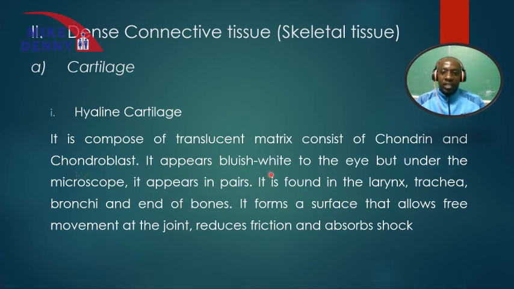It appears bluish white to the eye. It is found in the larynx, trachea, bronchi, and the ends of bones. It forms a surface that allows free movement at the joint, reduces friction and absorbs shock. So we're saying that this is hyaline cartilage. The larynx, trachea and bronchi belong to the respiratory system, and it is also found at the ends of bones. It softens the bone and helps reduce friction between the bones so that they do not wear out faster, and also absorbs shock when there is pressure.